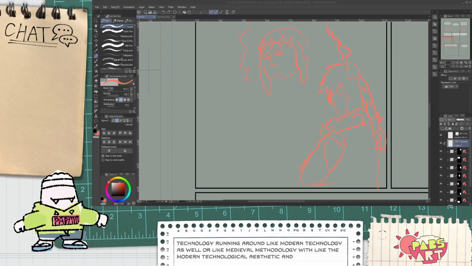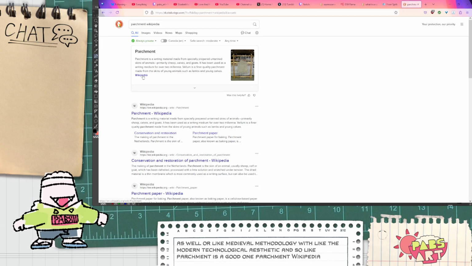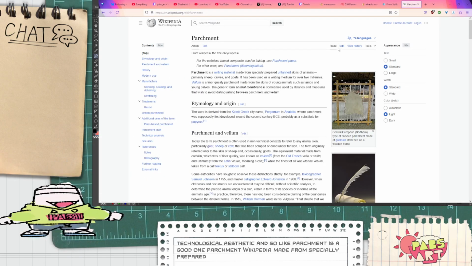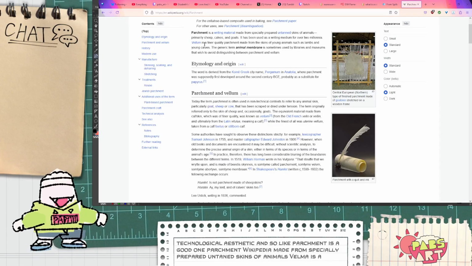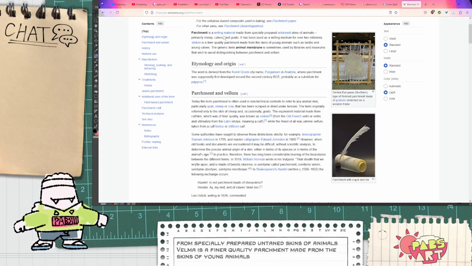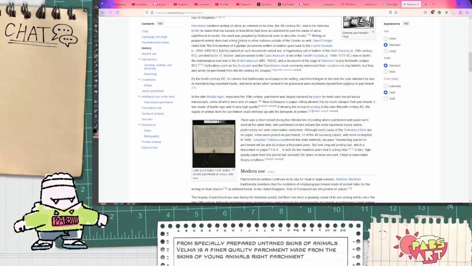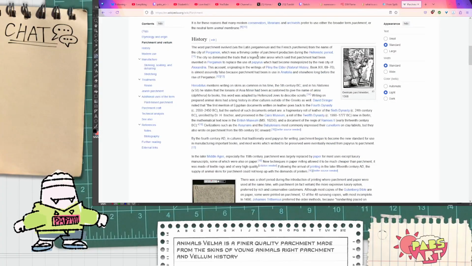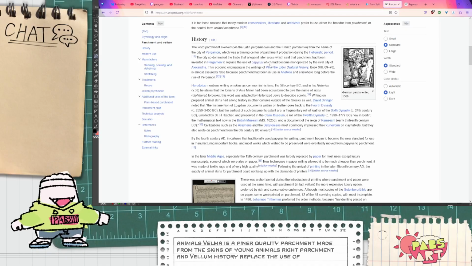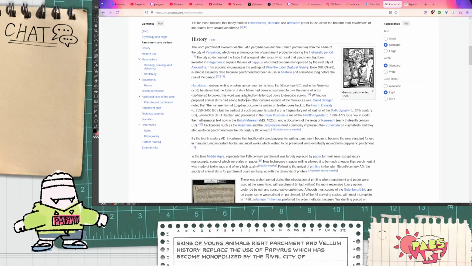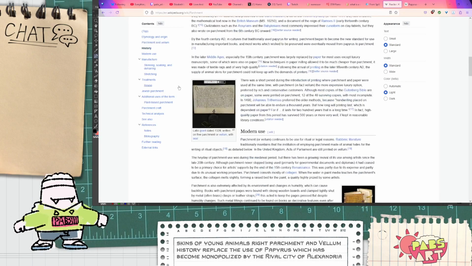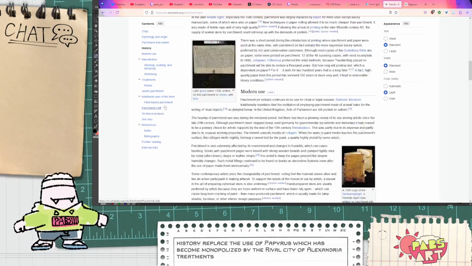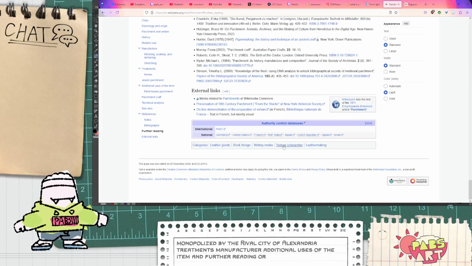Hang on, so parchment is a good one. Parchment, Wikipedia. Made from specially prepared untanned skins of animals. Vellum is a finer quality parchment made from the skins of young animals, right? Parchment and vellum, history. Replace the use of papyrus, which had become monopolized by the rival city of Alexandria. Treatments, manufacture, additional uses of the item.